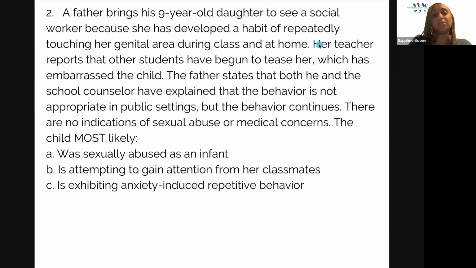All right. So this one we're going to go through together just to remind you of the LIKED method. So last sentence first, the child most likely.